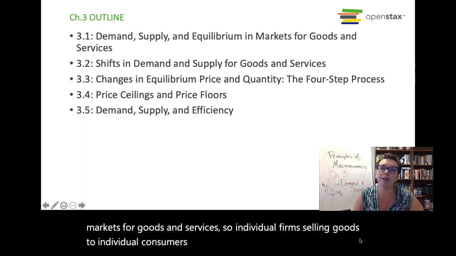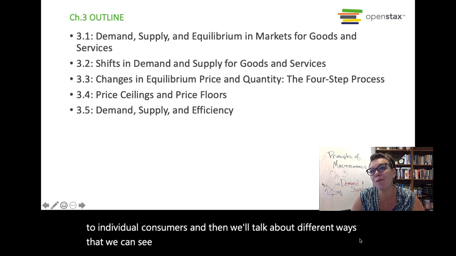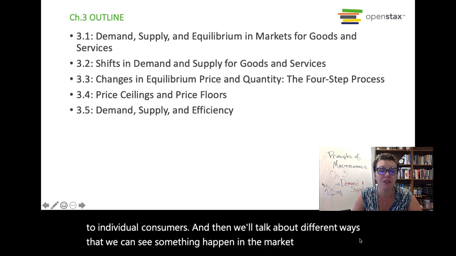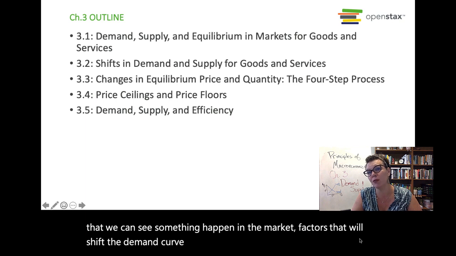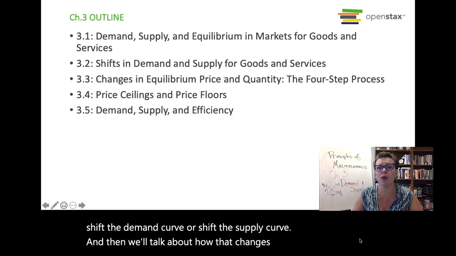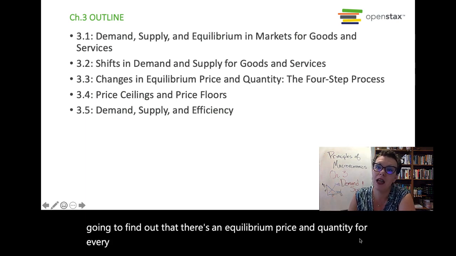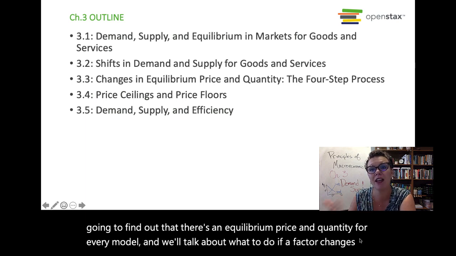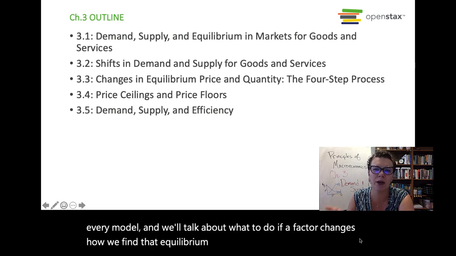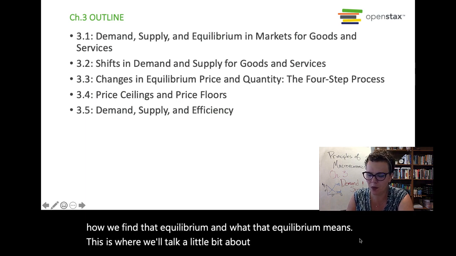Then we'll talk about different ways that we can see something happen in the market, factors that will shift the demand curve or shift the supply curve, and then we'll talk about how that changes equilibrium. We're going to find out that there's an equilibrium price and quantity for every model, and we'll talk about what to do if a factor changes, how we find that equilibrium, and what that equilibrium means. This is where we'll talk a little bit about what happens if there's a change in an economy.